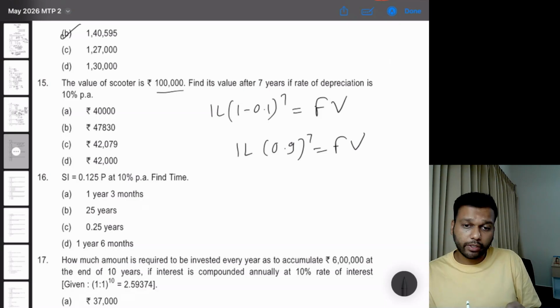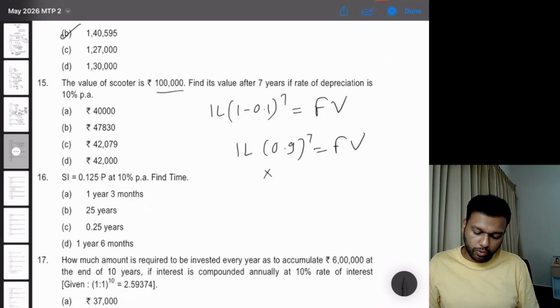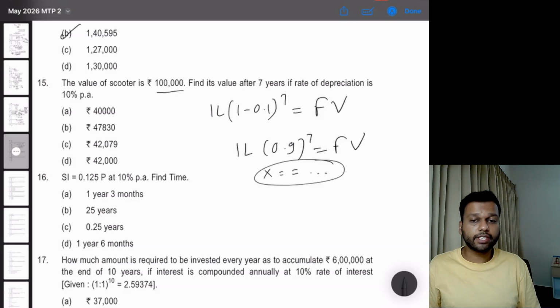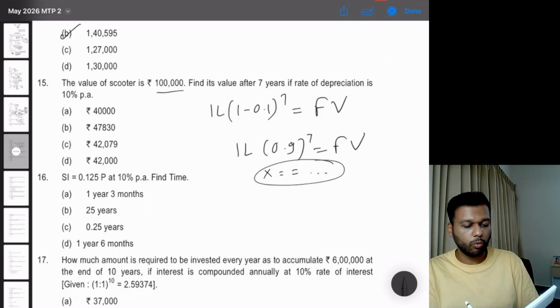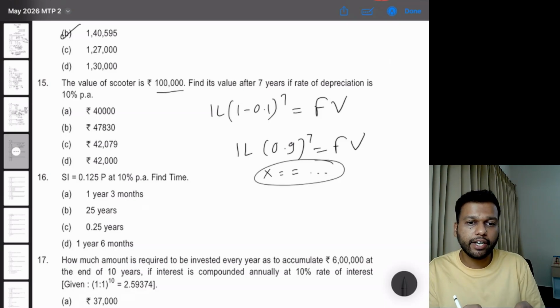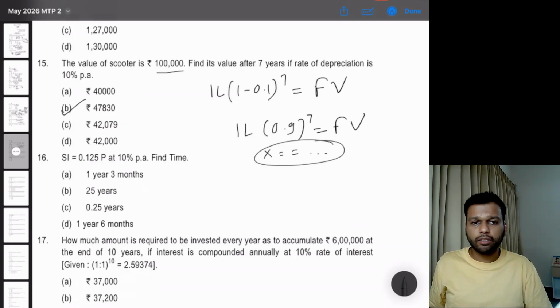How do we do that on the calculator? Again, 0.9 into and equal to 6 times. So 0.9 into 1, 2, 3, 4, 5, 6 multiplied by 1 lakh. That gives you 47829. The closest answer is option B, 47830, just a difference of some paise. B is the correct answer.